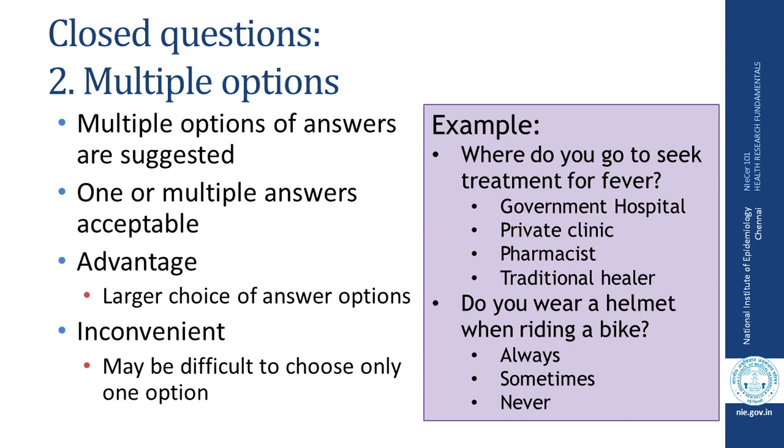Then we have closed questions with multiple options. So, more than two options. Now, here again there can be two kinds of these closed questions with multiple options. We could have questions where, although there are multiple options, only one of the options is acceptable. So, depending on what the respondent says, one of these options is ticked by the data collector.